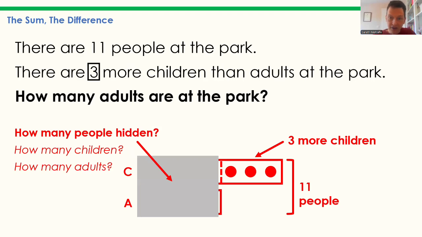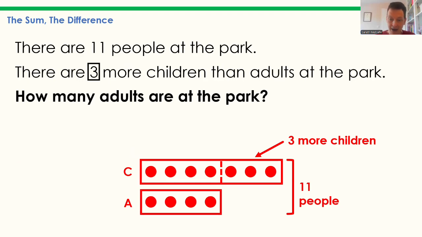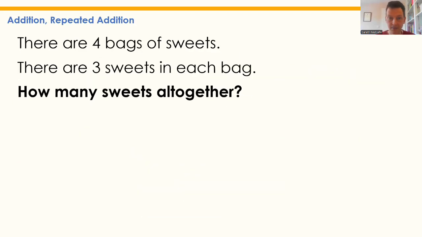How many more children and how many more adults? They think about that, they adapt what maybe they have in front of them, and then we see how many. And that breaks down the solution. We can see that there are 4 adults, 7 children and 4 adults. Let's have a look at another question.